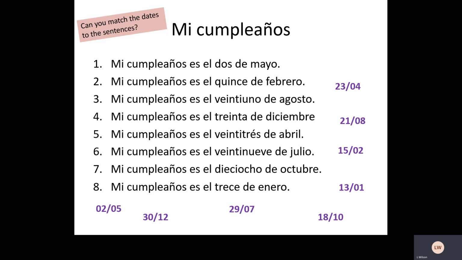So write 1 to 8 on your pieces of paper and then see if you can write the number date next to those numbers. You don't need to write out full sentences.